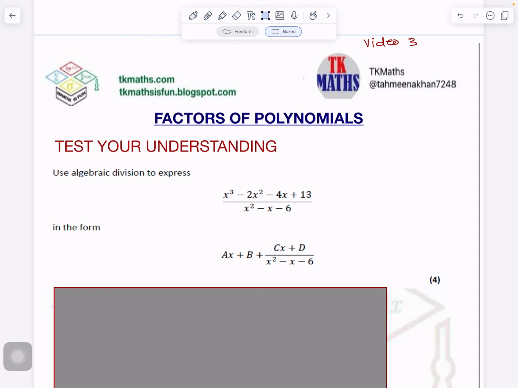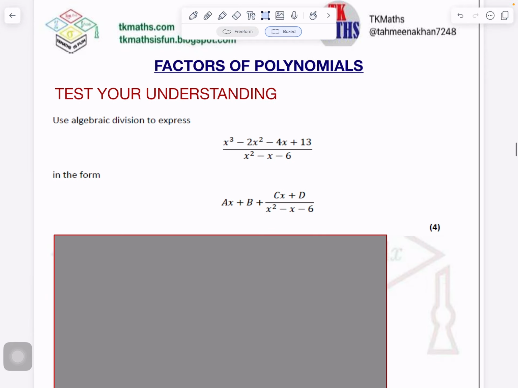In today's video, we will continue understanding factors of polynomial, which is also called remainder and factor theorem. This is video number 3. The link of the other two videos is in the description below. So we'll start with the understanding of long division of polynomials, because we will connect it with the factor theorem. So in this video, we will see what is factor theorem.